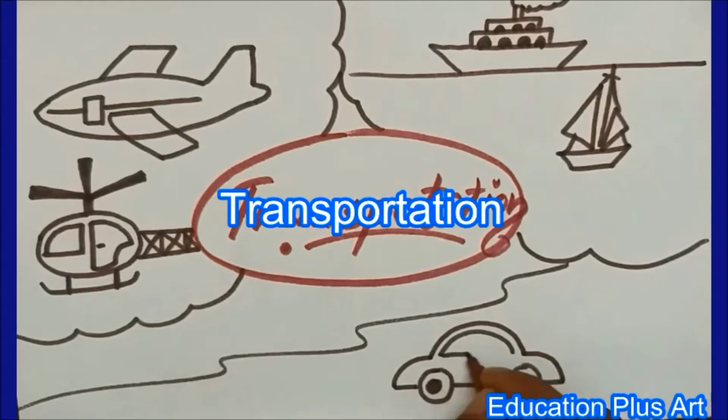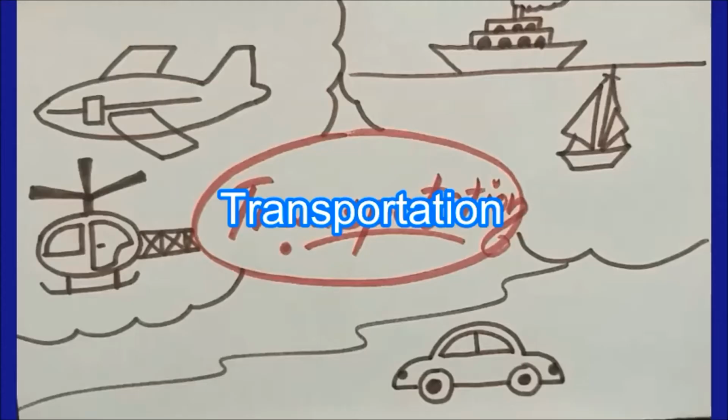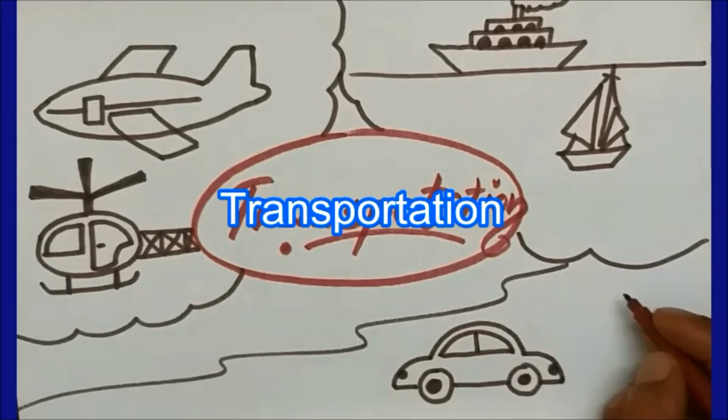Now I am going to make a glass of the car. This is my headlight. This is my backlight. Now I am going to make one scooter. That is also shown as a road transportation.